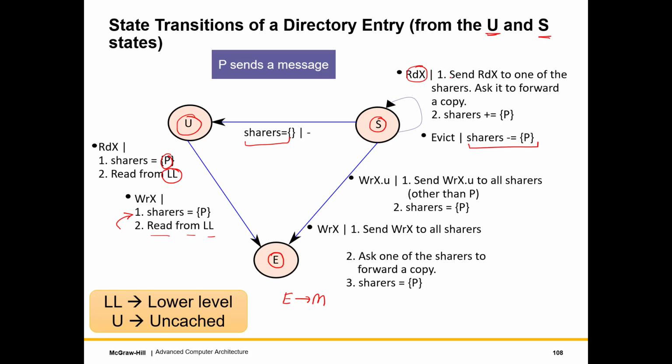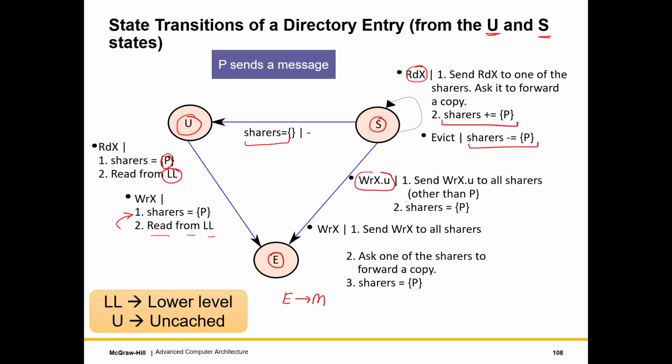If we receive a read miss message, then the read miss message is sent to one of the sharers, and the directory will ask that sharer to forward a copy directly to the requesting cache over the NOC. So it need not be sent via the directory, it can be sent directly, and this is more efficient. And the requesting cache is made a sharer, right? So sharers plus-equal P means we make it a sharer.